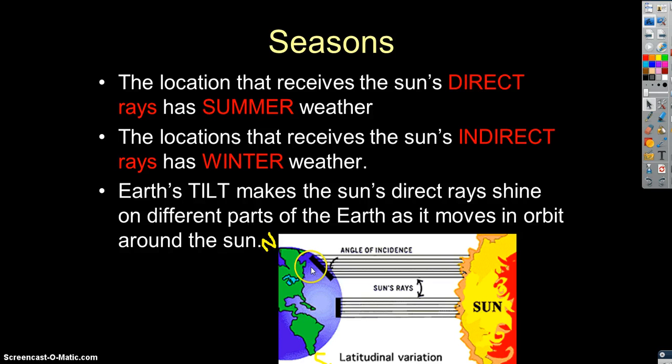So right here in this picture, where it is in this spot, the southern hemisphere is tilted towards the sun, so it's getting the sun's direct rays. So it would be summertime in the southern hemisphere, and then up where we are in the northern hemisphere, we're getting the indirect rays. So that would be winter time for us up here in the northern hemisphere. So wherever the direct rays are shining is summer, wherever the indirect rays are shining, it's winter. And that's all because Earth is tilted as it's going around the sun.